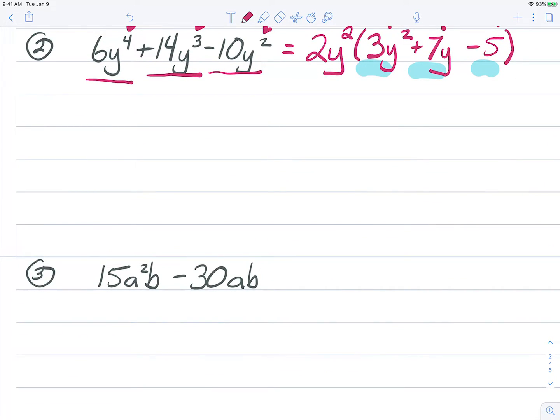15a squared b minus 30ab. So sometimes you'll have more than one variable. That's okay. So our coefficients, 15 and 30. The largest number we can divide them both by is 15.